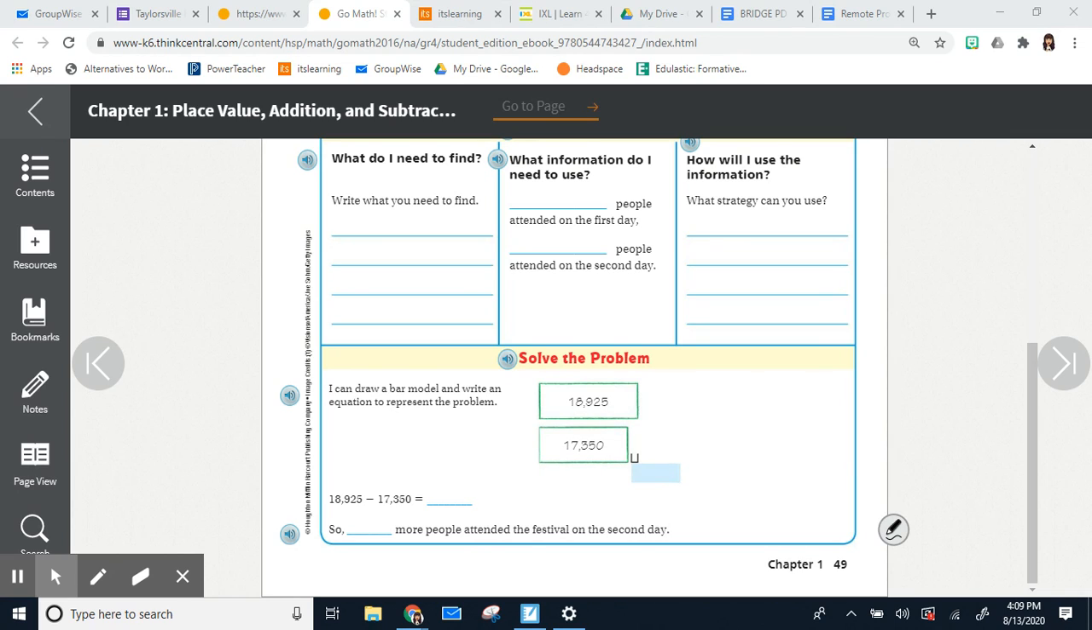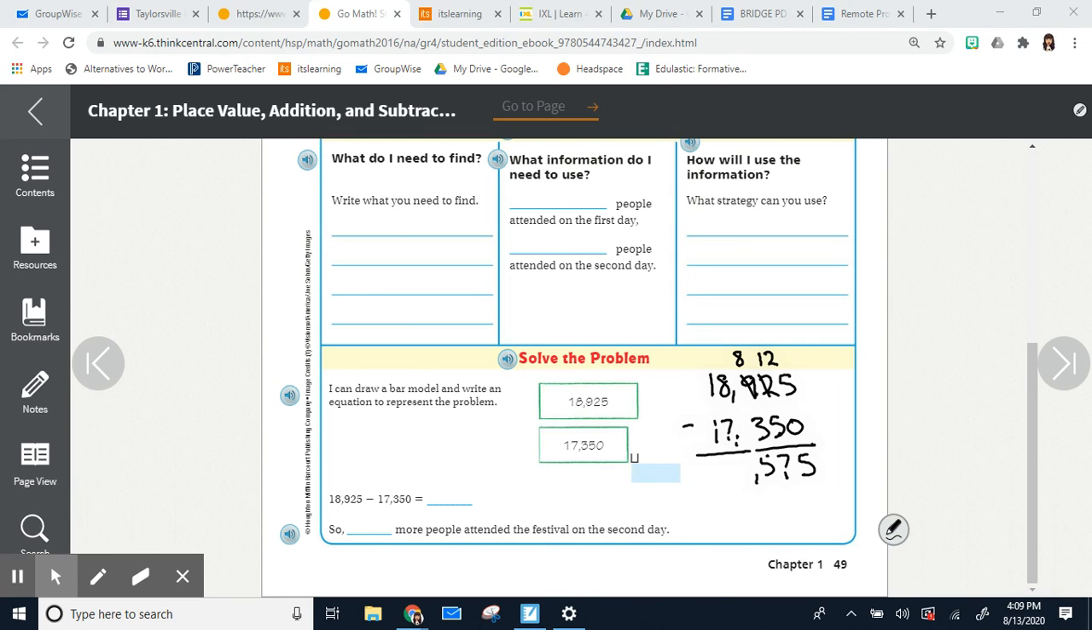Now, if I were to subtract these two, 18,925 minus 17,350, making sure that I'm lining up my numbers very carefully. 5 minus 0 is 5. I can't take 5 from 2, so I'm going to borrow from the 9, make it an 8, and then that 2 becomes 12. 12 minus 5 is 7. 8 minus 3 is 5.